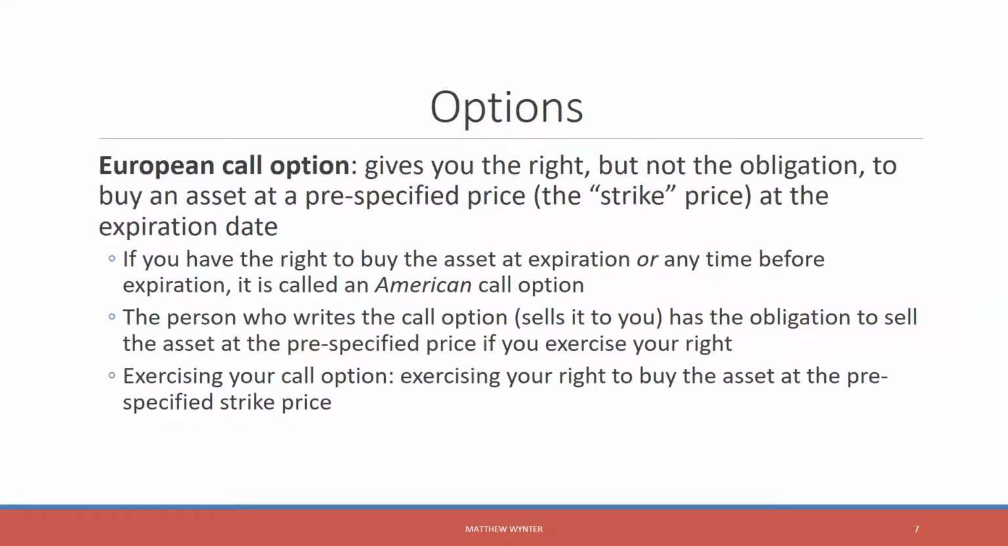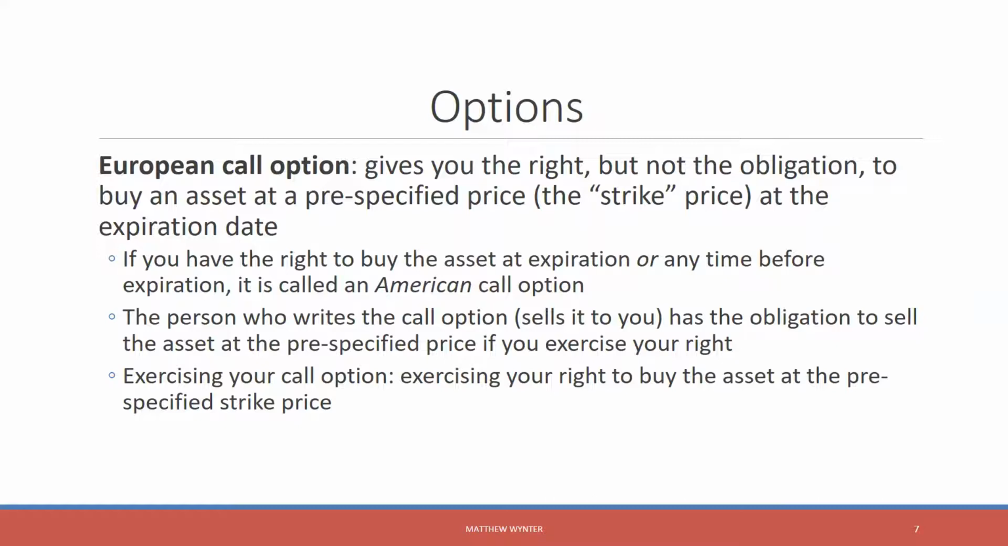So what are options? A European call option gives you the right, but not the obligation, to buy an asset at a pre-specified price, the strike price, at the expiration date. If you have the right to buy before the expiration date, or any time before the expiration date, we would call that an American option.